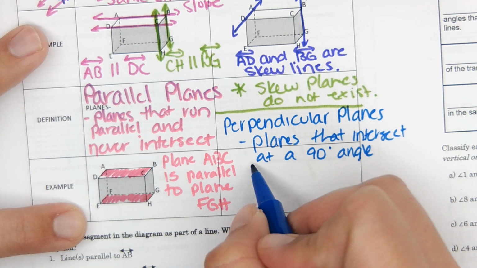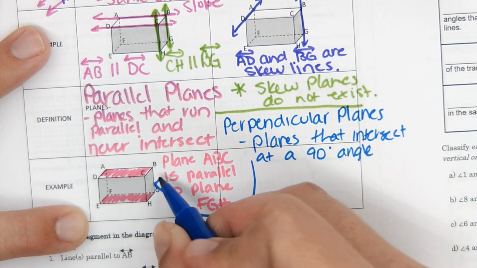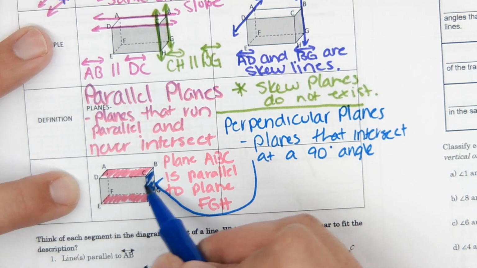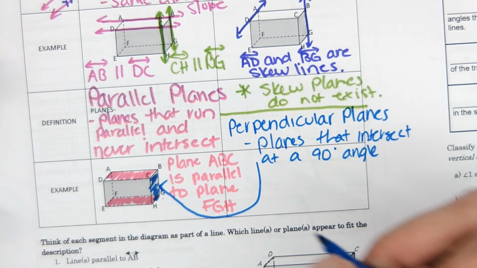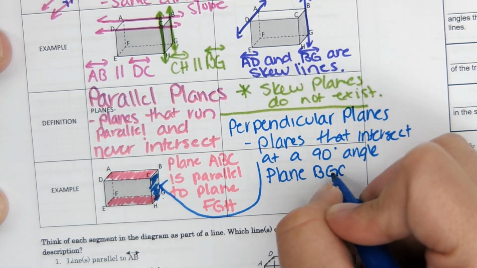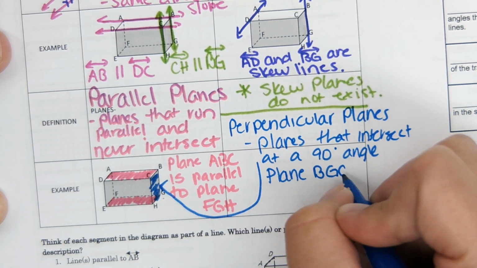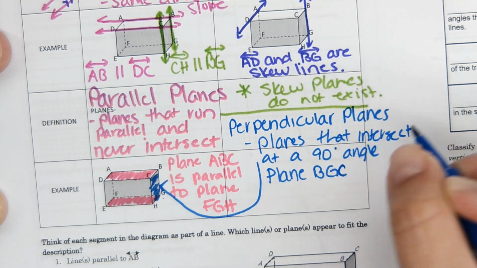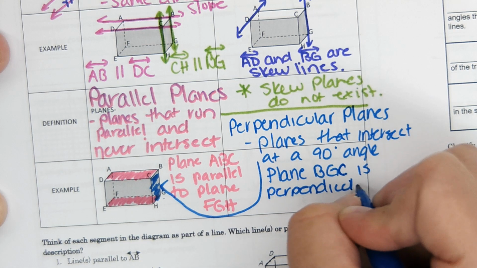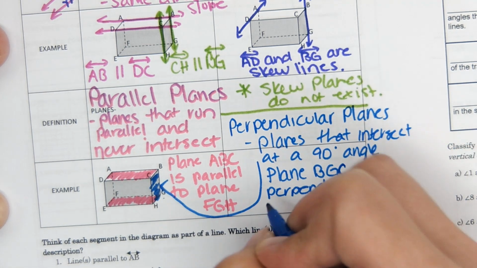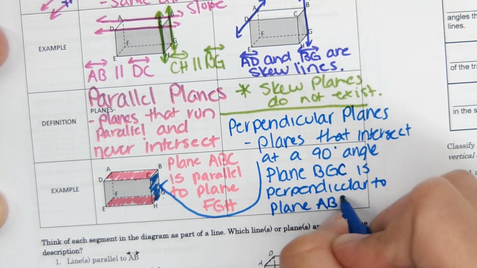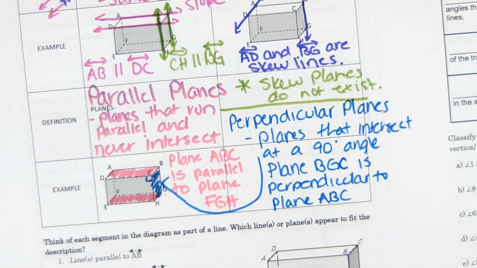So I'm going to use this picture over here and say, okay, plane BCG is perpendicular to plane ABC. Plane BGC goes fine. Okay, BGC is perpendicular to plane ABC because they form a 90-degree angle when they intersect.